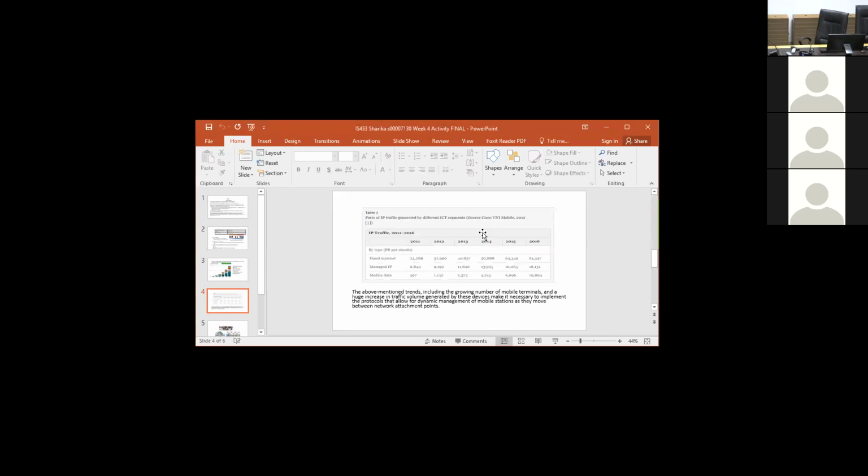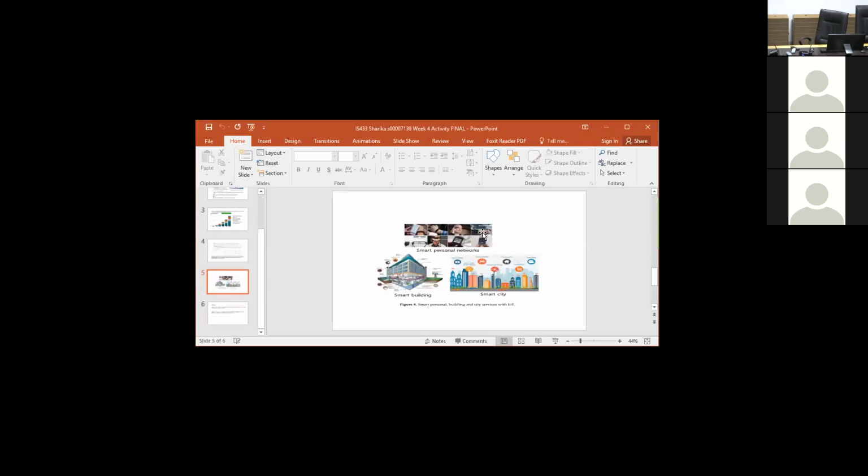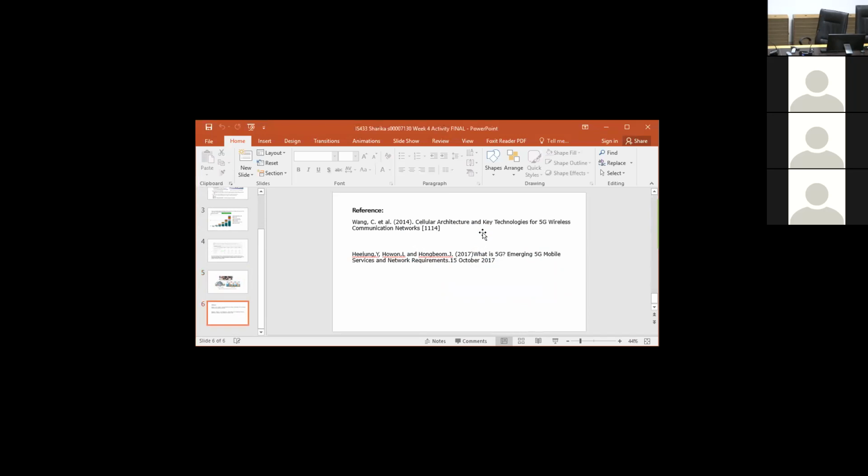And the above mentioned trends, including the growing number of mobile terminals and a huge increase in traffic volume generated by these devices, make it necessary to implement the protocols that allow for dynamic management of mobile stations as they move between network attachment points. Okay, and this diagram over here and this slide shows smart personal networks, smart buildings, and smart city. We are moving towards these three as years go by. And these are the two references that I have used. Thank you.